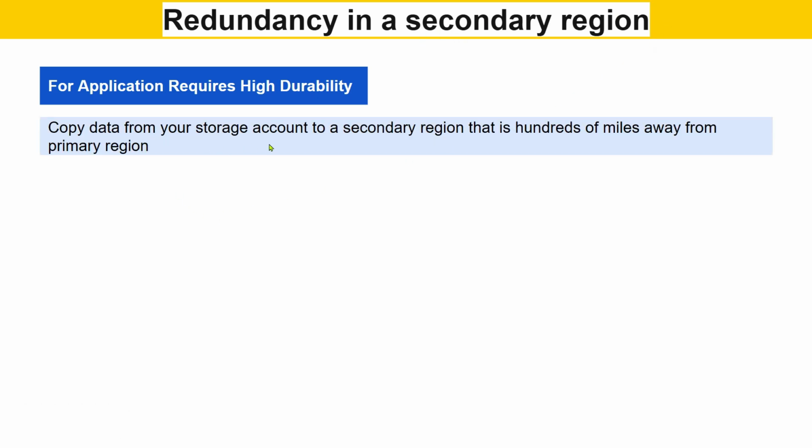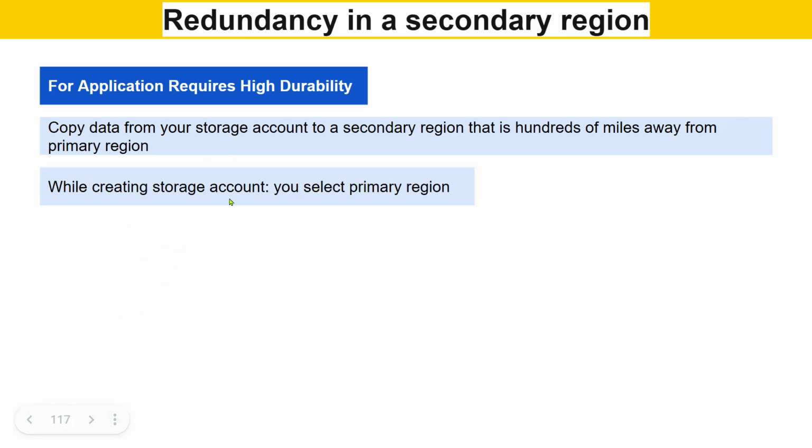So copy data from your storage account to a secondary region that is hundreds of miles away from the primary region. You saw primary region, for example, Pune. I'm selecting my secondary region as Hyderabad. Right? So what is the purpose? You already know it. It's for high durability. Your data is available. If something goes wrong in a region, there's another region which can support.